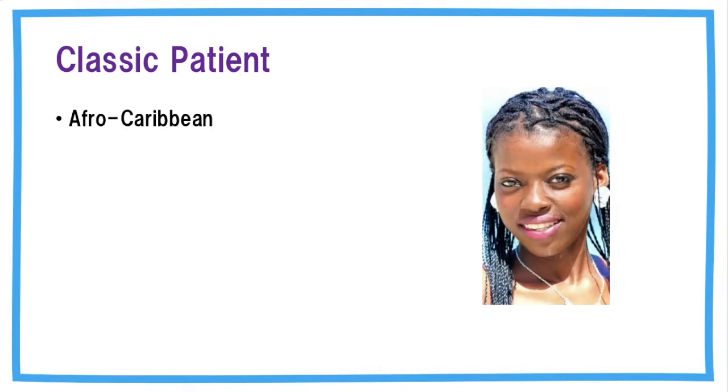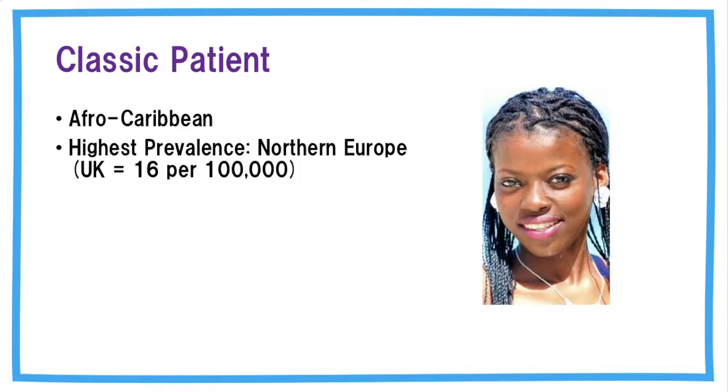For reasons we don't yet understand, there's both a high frequency and high severity of the disease in those who have Afro-Caribbean origin. Northern Europe, which includes the UK, has the highest prevalence of around 10 to 20 per 100,000. It's also more common in women, and the typical age is somewhere between 20 and 40 years old.